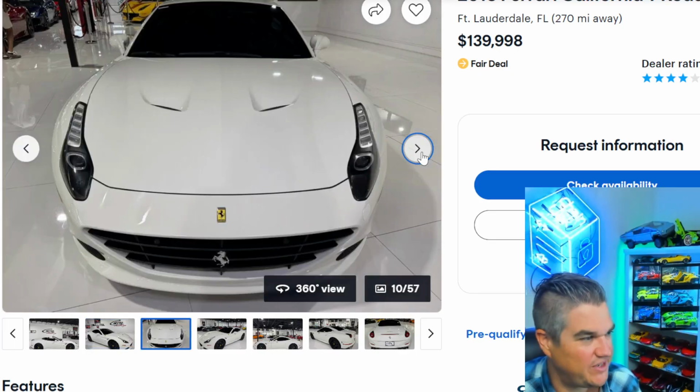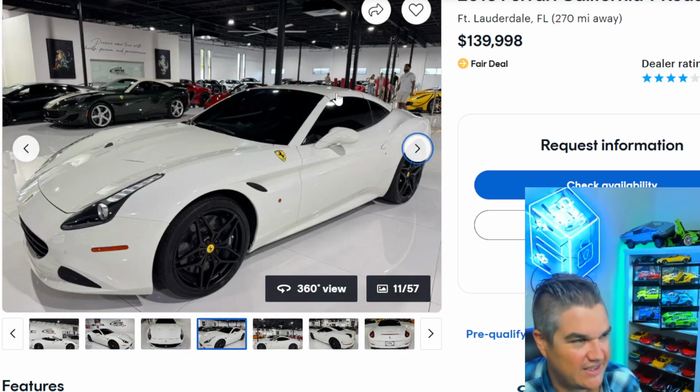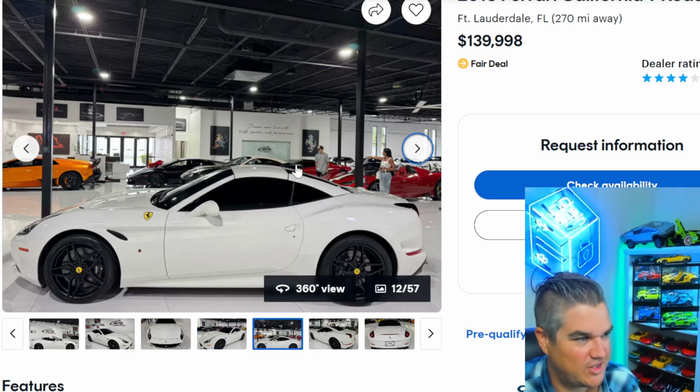The white on black looks pretty good. I like the color combo. And I love that they did away with the soft tops. They had so many problems back in the day, early 2000s. The canvas tops, much better move to make them all hard tops.